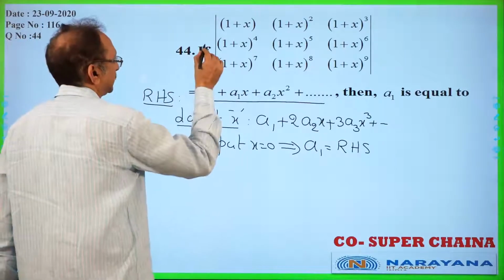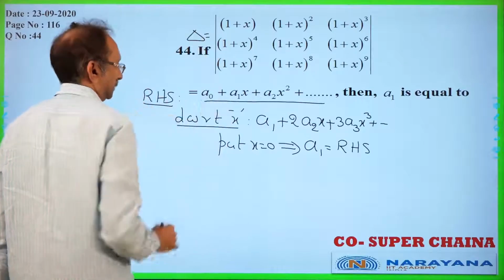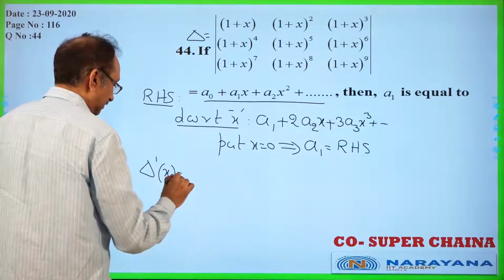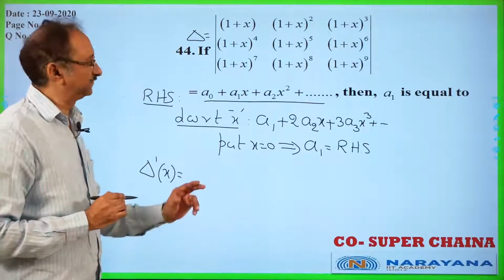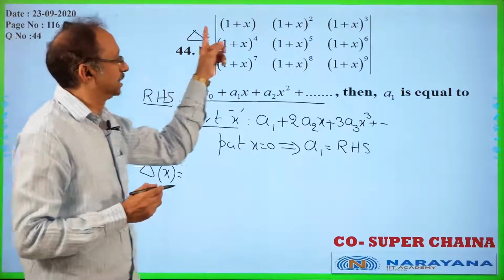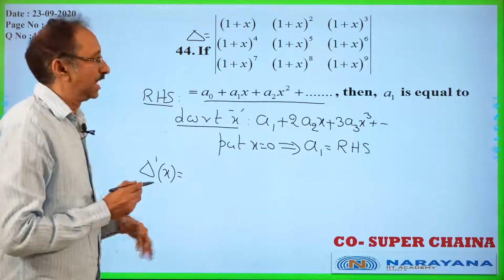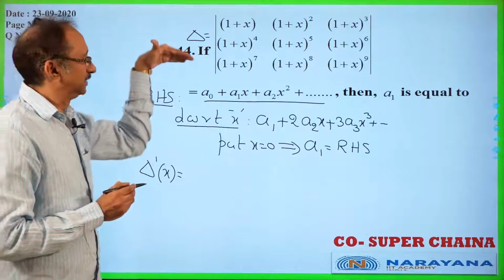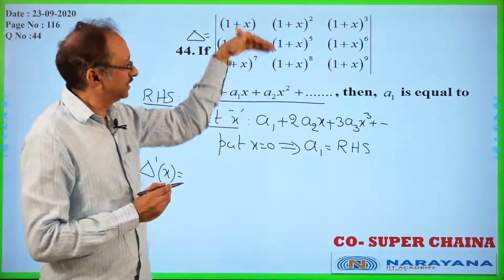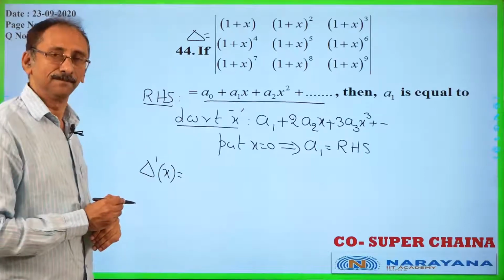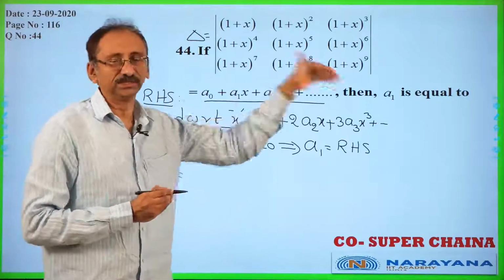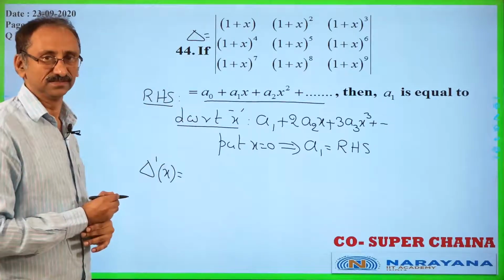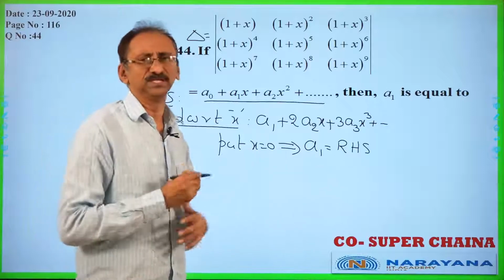Right, see, suppose I name it as delta, and what is delta dash x? How to differentiate a determinant? First of all, differentiate the first row and the remaining two rows will be as it is, plus differentiate the second row and write the remaining two rows as it is, plus similarly differentiate the third row and again write the remaining two rows as it is. But writing all that will be a waste of time.